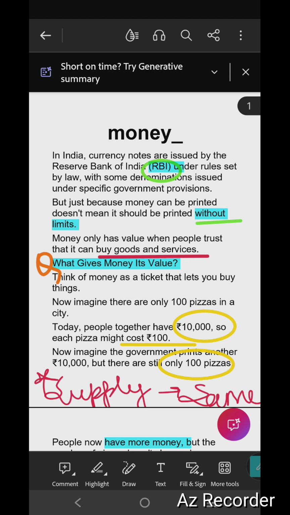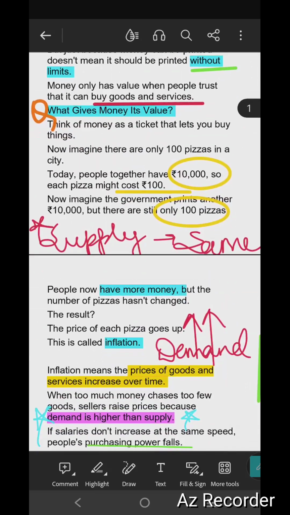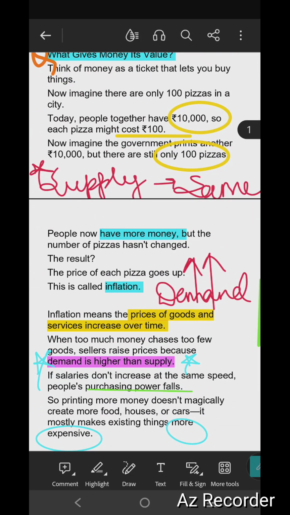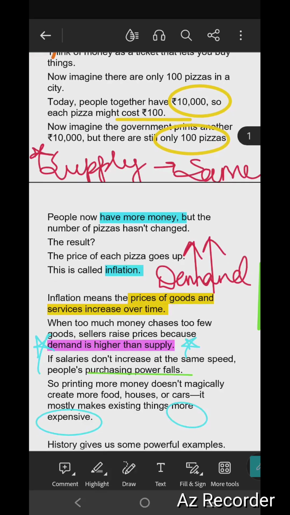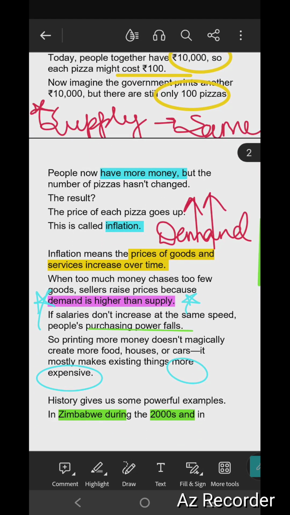Now imagine there are only 100 pizzas in a city. Today, people together have 10,000 rupees, so each pizza might cost 100 rupees. Now imagine the government prints another 10,000 rupees, but there are still only 100 pizzas. So basically, the supply is the same. People now have more money, but the number of pizzas has not changed. The result? The price of each pizza goes up. This is called inflation because the demand has increased, right?